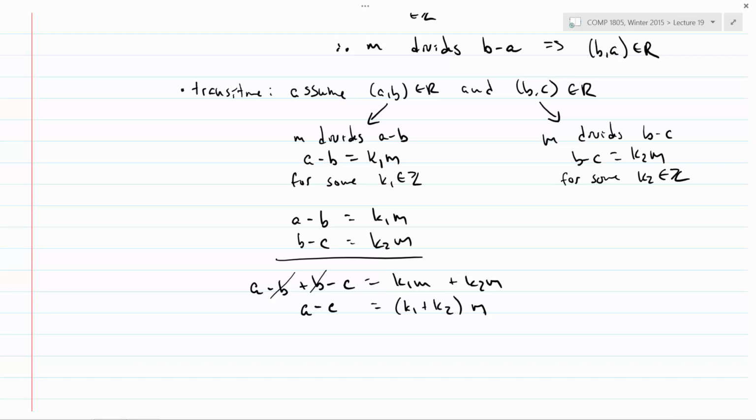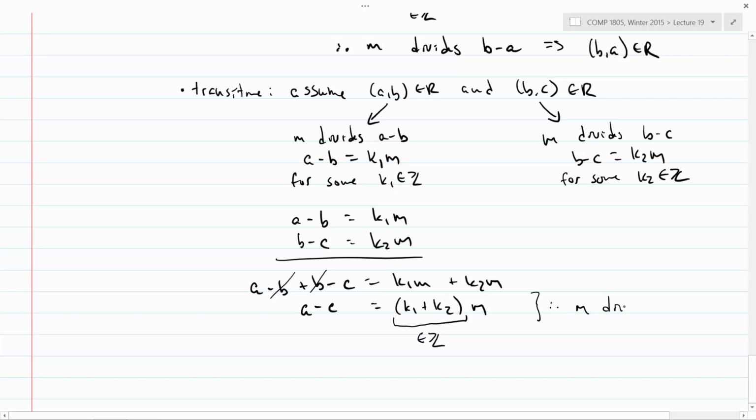No, the M is definitely the same. M is some variable that I'm not telling you the value of. It's definitely the same for the entire relation. All right, so this means that A minus C equals K1 plus K2 times M. K1 and K2 are both integers, which means their sum is also an integer. So A minus C is some integer times M, which by definition means that M divides A minus C.